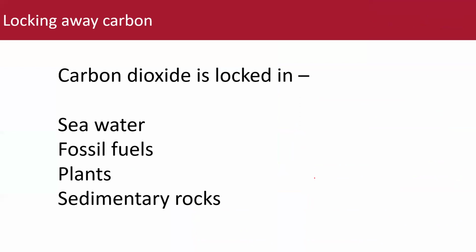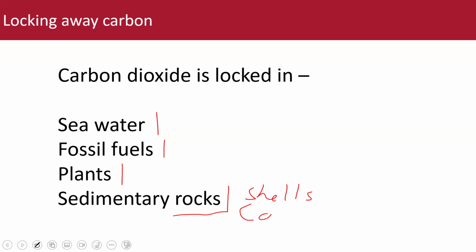Right. This is what I mentioned before: carbon dioxide locked. It's locked in the sea, it's locked in coal and oil, it's locked in plants, and it's also locked in sedimentary rocks. Most of the sedimentary rocks were shells. So what happens with the shells? The shells fall to the bottom of the sea, just like coal and oil. Layers land on top, and eventually, by heat and pressure, the shells turn into sedimentary rock, which contains a lot of calcium carbonate. That is then a store of carbon dioxide.